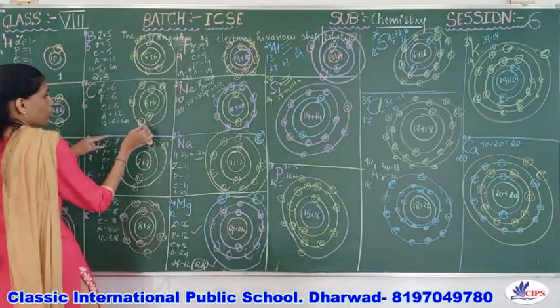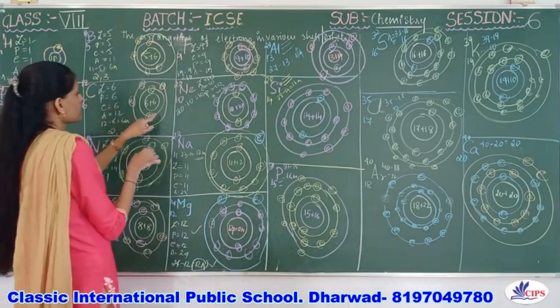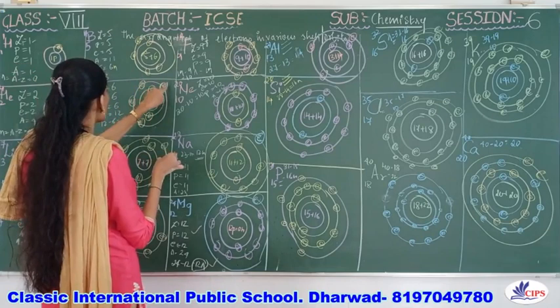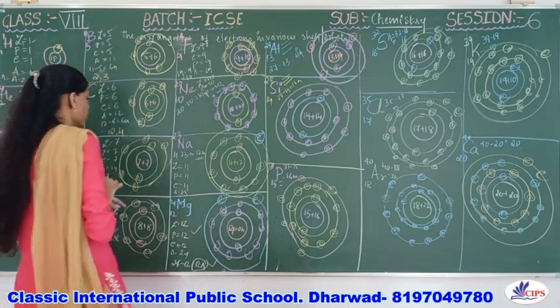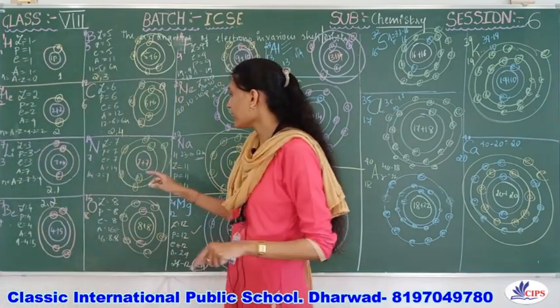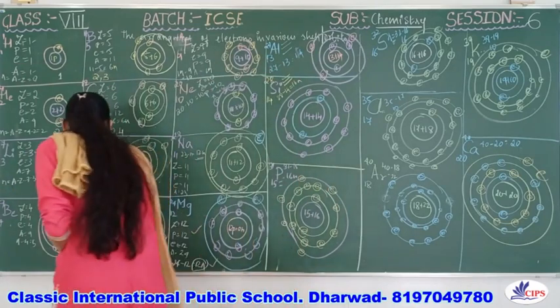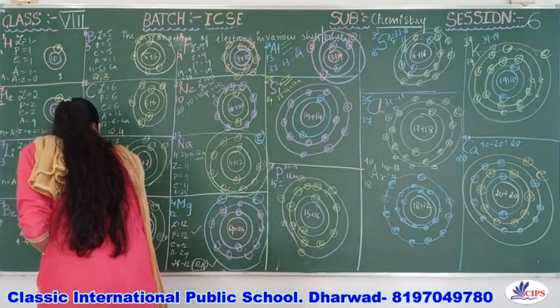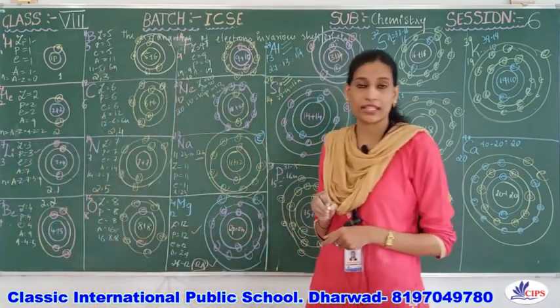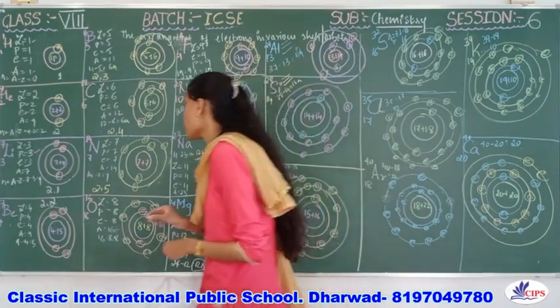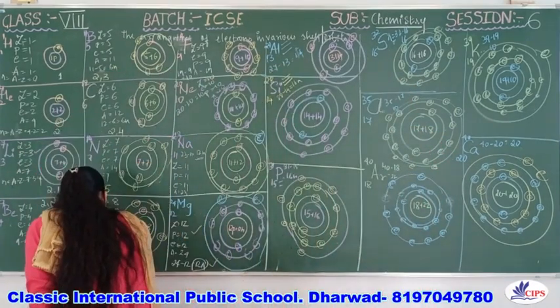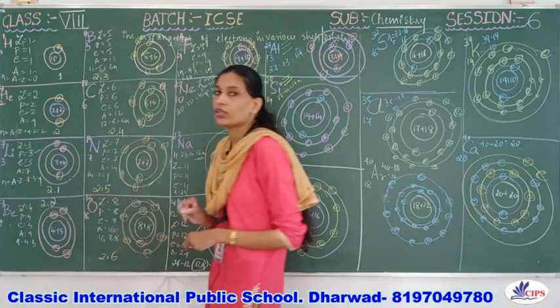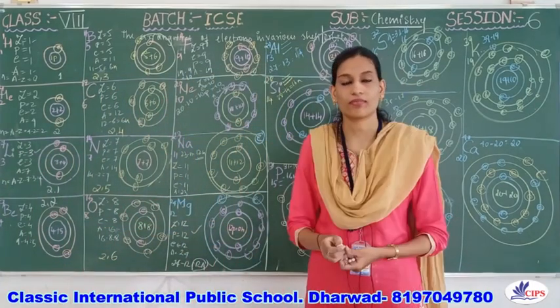Carbon, K shell how many? 2. L shell how many? 1, 2, 3, 4. So 2, 4. Similarly for nitrogen, 2, 5. 2, 5 is the electronic configuration. Oxygen, 2, 6.